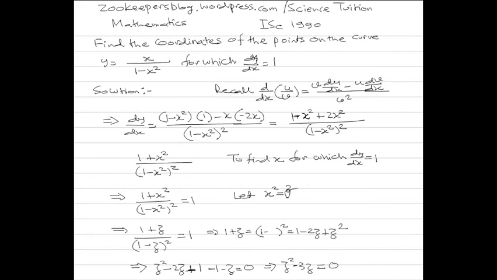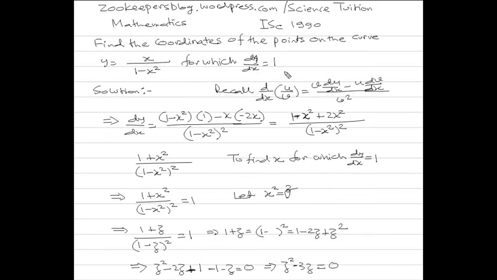Hi. Let us solve one ISC 1990 problem from mathematics. These problems are on slopes and curves. The question is, find the coordinates of the points on the curve y equal to x by 1 minus x square, for which the slope dy by dx is 1.